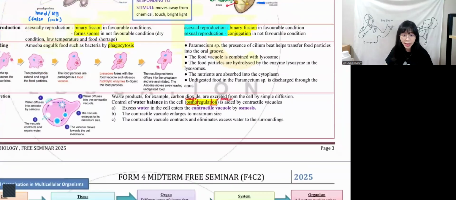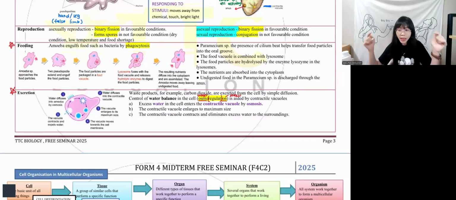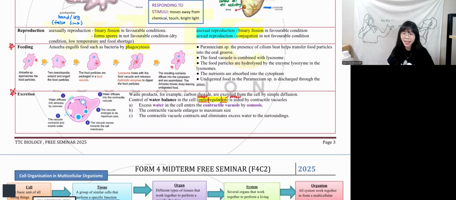Bursting of the cell, of what? Lysis of the entire cell. The entire cell will burst because this is unicellular. There is only one cell. The entire cell will just burst. It's just lysis, you just break down. So when water goes in and expands to the maximum size, they will contract and expel water out. Every single second, they will have this process. Okay, so this is the excretion process.